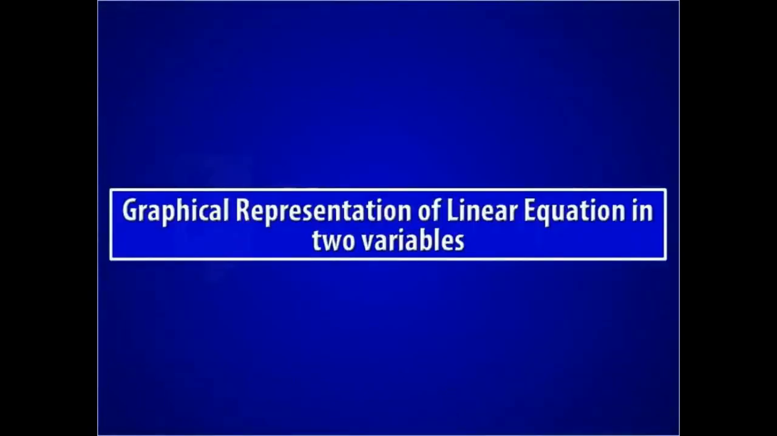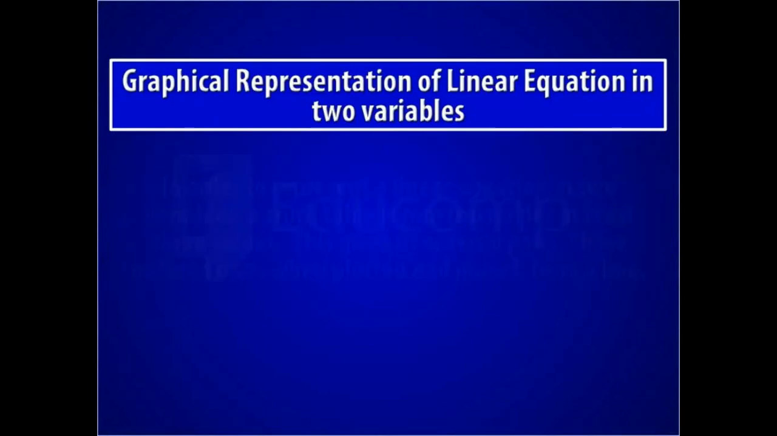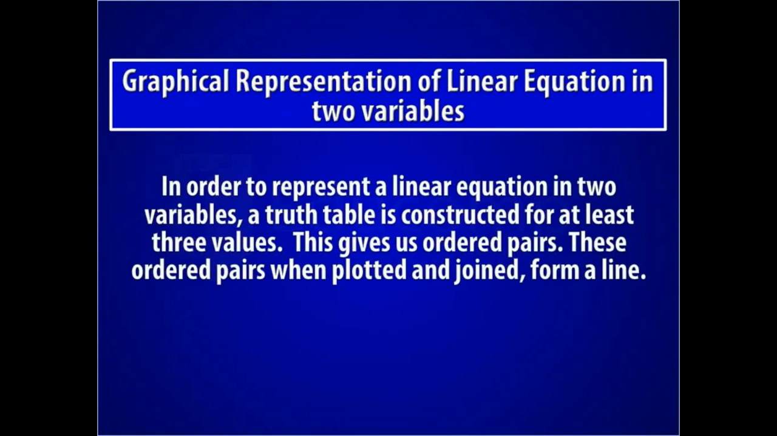Also, let us recall the graphical representation of linear equation in two variables. In order to represent a linear equation in two variables, a truth table is constructed for at least three values. This gives us ordered pairs. These ordered pairs, when plotted and joined, form a line.